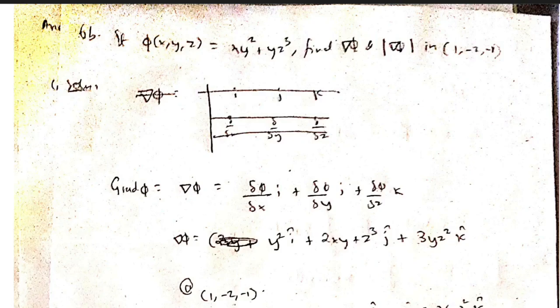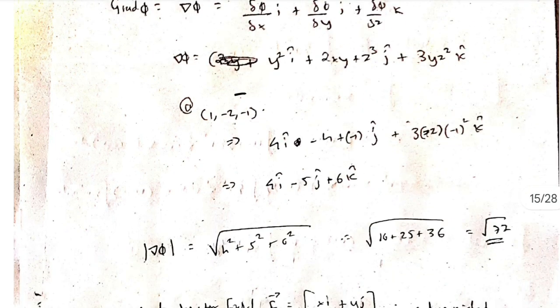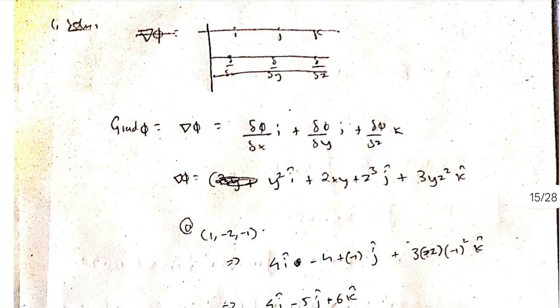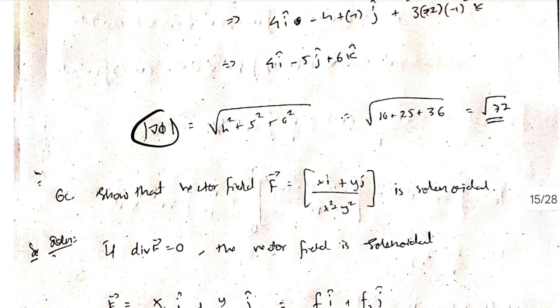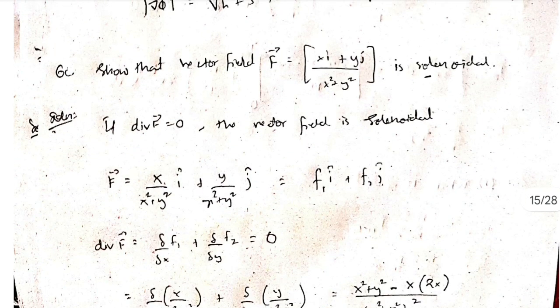Okay. The next question is that the phi value is given, and we have to find out the gradient of phi and the value of it at 1, minus 2 and minus 1. So how do we find gradient? Partially differentiate with respect to x, y and z. So you'll get one answer here. Substitute the value of 1, minus 2 and minus 1, you'll get one answer here. That's the value of gradient. To find out the magnitude of it, just do the square root of 4 square plus 5 square plus 6 square. Okay. Then we have the vector field is solenoidal.